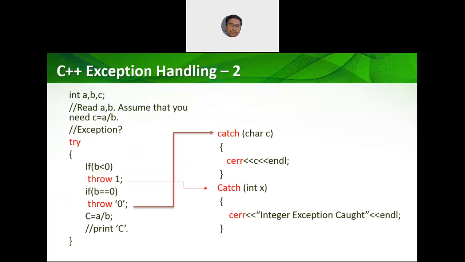Okay, so another case is, I think we have already handled. If b is less than 0, notice that you are throwing an integer. If b is equal to 0, notice that in this slide he is throwing a character. Notice that the place where you are keeping catch is immaterial. That means if the integer catch is next and the character catch is first, when you throw ASCII 0, it enters into the character catch only, whereas if you are throwing an integer, it enters into the integer catch only.